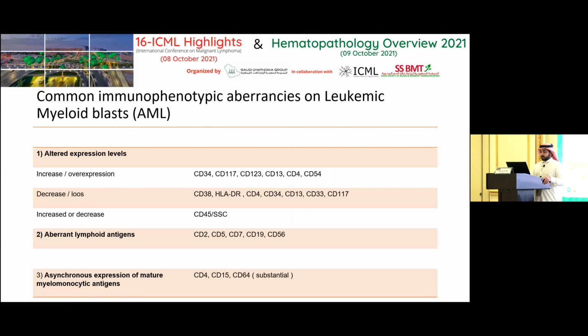For example, we look for the increase or overexpression of some markers, decrease or loss of other markers, or decrease and increase of the side scatter and CD45. We also look for an aberrant lymphoid antigen present on the myeloid leukemic cell, like CD2, CD5, CD7, CD19, and CD56, or asynchronous expression of mature myelomonocytic antigens like CD4, CD15, and CD64.